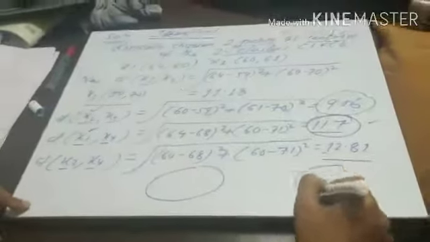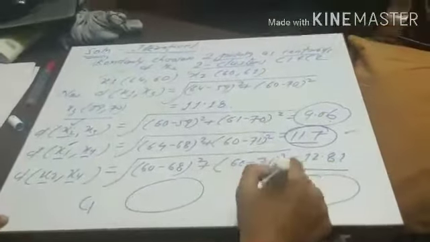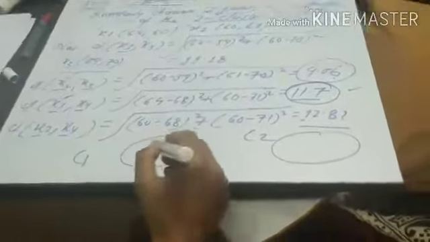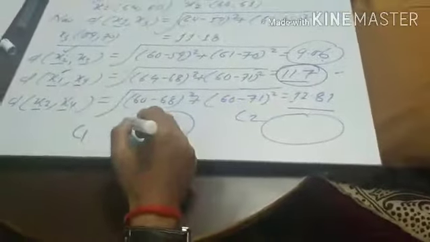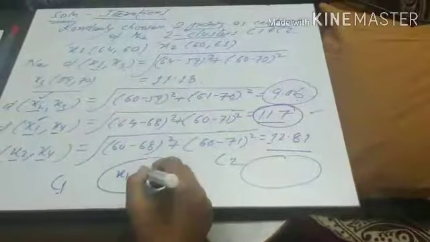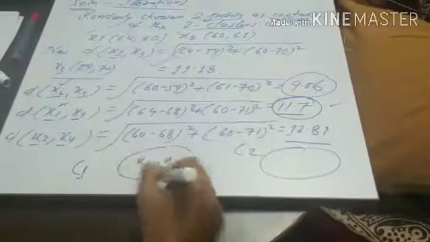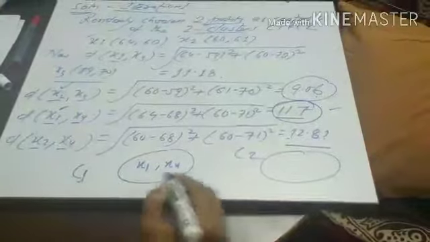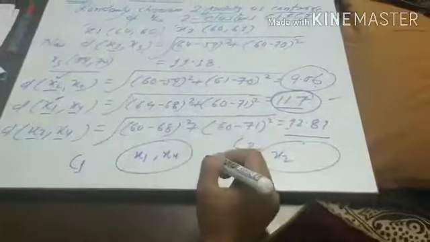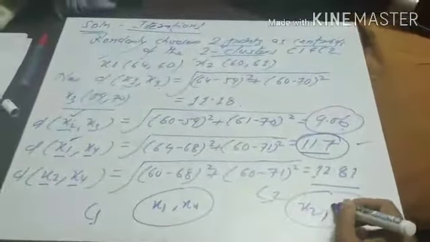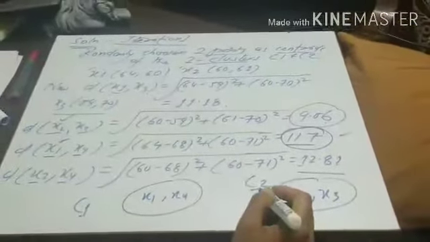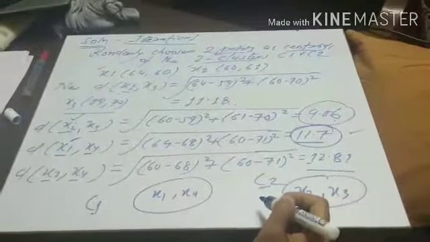So here C1 and C2 are two clusters. Finally, after the first iteration, x1 is the centroid point of C1, and x1 and x4 are in the C1 cluster, and x2, which is the centroid point of the C2 cluster, and x3 belong to the cluster C2 after the first iteration. Okay.